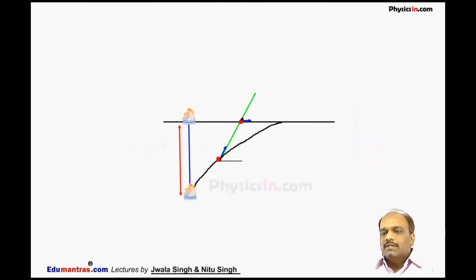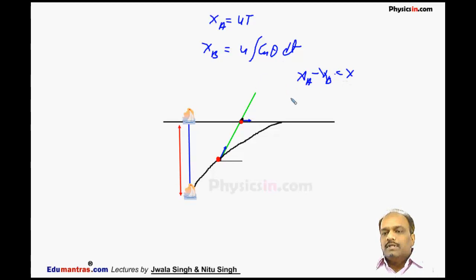So from here I can say xa is equal to u into t, and xb is equal to u integration cos theta into dt, and xa minus xb is equal to x. I will substitute the value of xa here, meaning ut minus u integration 0 to t cos theta dt is equal to x.